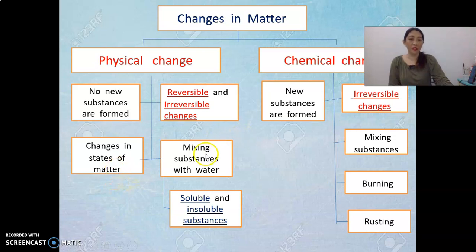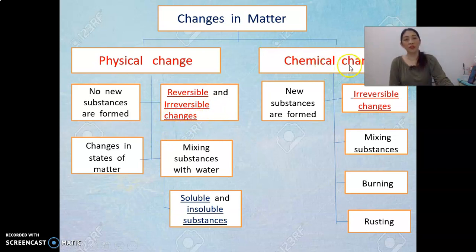This one, mixing substances with water, was the topic last week: soluble and insoluble substances. At this time, our topic is about reversible changes and irreversible changes.